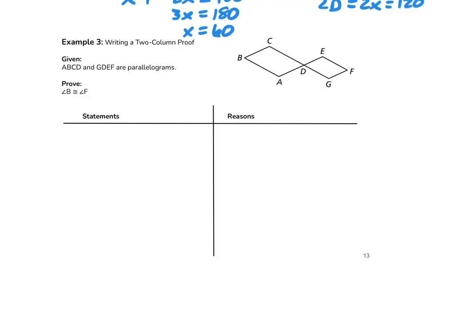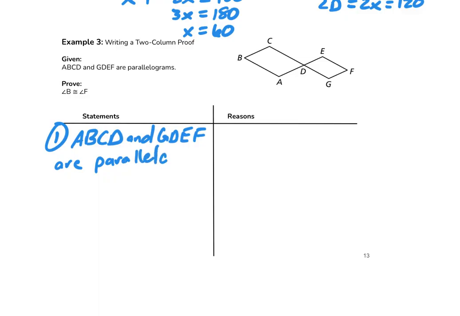So, very first step in our proof is always restate the given. ABCD and GDEF are parallelograms.